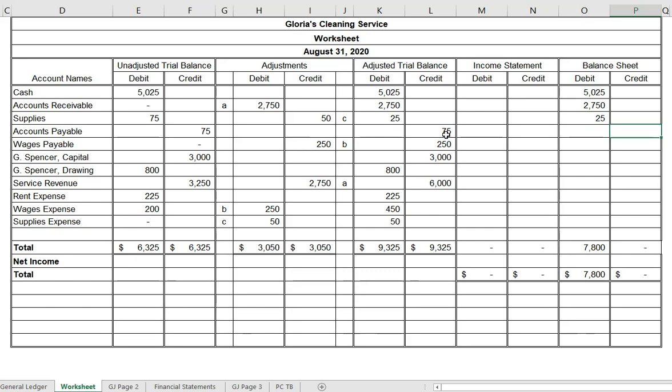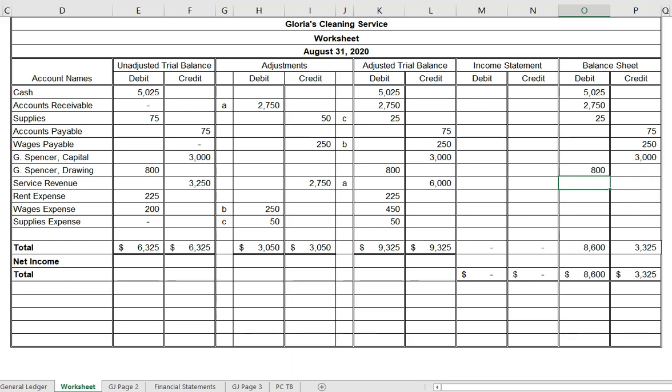Okay, so next we have accounts payable, which has a credit balance of $75. Then we have wages payable with a credit balance of $250. And then we have our capital account, $3,000 on the credit side. While these are fairly close to what's going to go onto our financial statements, we don't have an owner's equity statement column on the worksheet. So the drawing account, which would normally go in the owner's equity statement but not the balance sheet, we're going to put in the balance sheet column. It has an $800 debit balance.